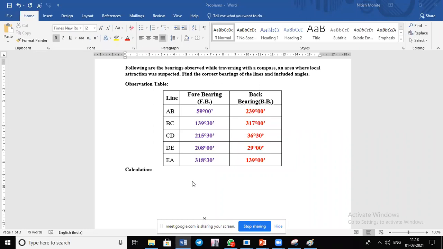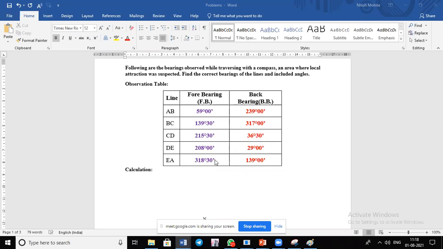In today's session, we are going to see the problem based on compass traversing, in which we will be calculating the bearings. Correspondingly, these are the readings which have been taken on the ground.